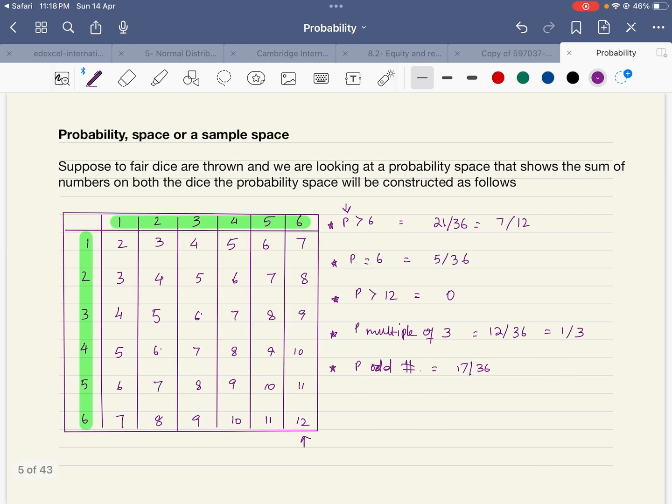Sample space can be the same, but it will have multiple or product of two numbers occurring on the dice. In place of 2 here, you will write 1, and in place of 3 here you will write 2, because 2 multiplied by 1, and so on. The products will be filled inside the grid instead of sums.